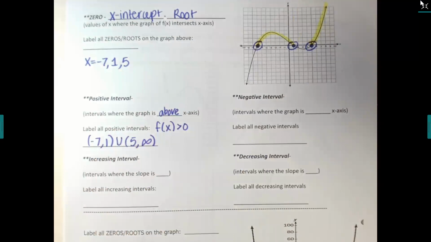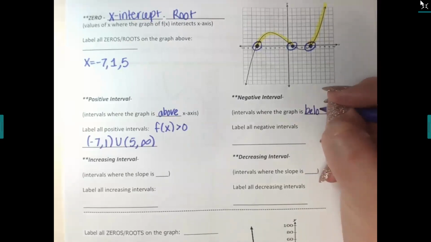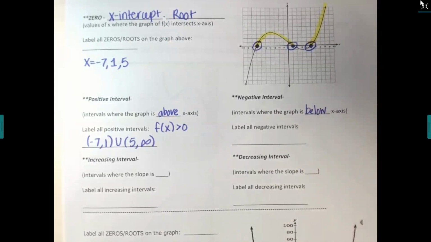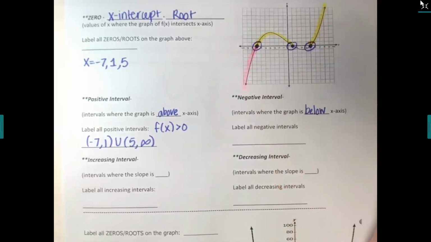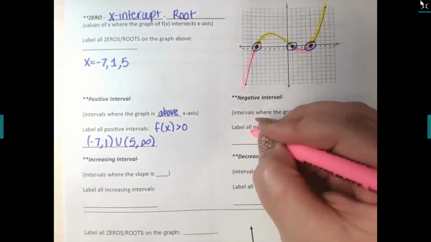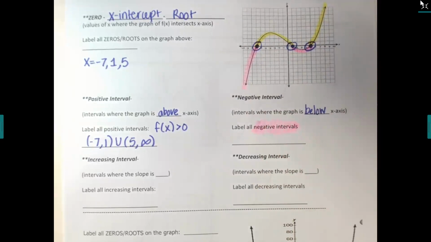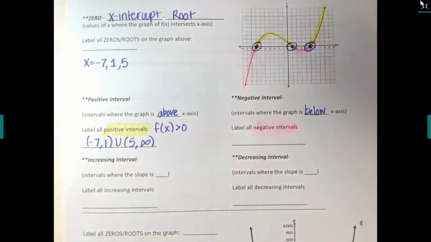Now, just like positive intervals are above the x-axis, you can probably guess that negative intervals are going to be below the x-axis. I'm going to highlight these in pink on my graph. I see that I am below the x-axis on this chunk and then this chunk over here. So my negative intervals I have highlighted in pink. Positive intervals I had highlighted in yellow. Let's list those out.